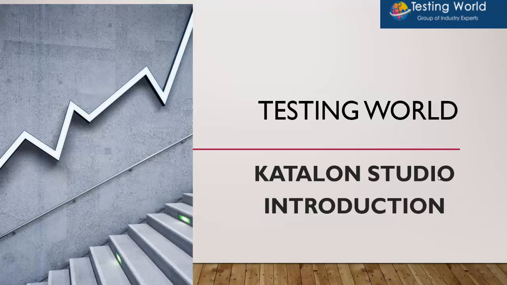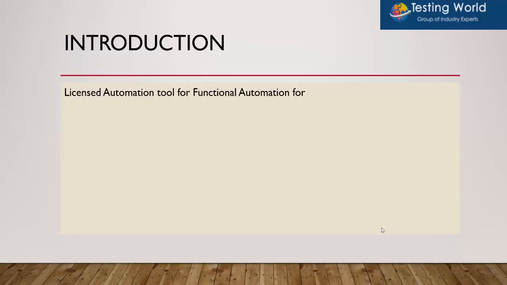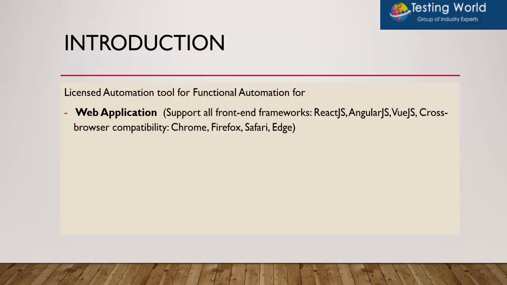In this session, we are going to cover Katalon Studio Introduction. Here, I'll introduce you to Katalon Studio, which is a paid, or I would say licensed, automation tool for functional automation. So it's a licensed automation tool, which means you will have to take a license for using this tool, but they are giving a trial version so you can download and take a trial. So it's a licensed automation tool for functional automation.